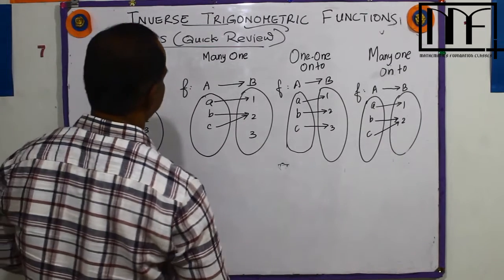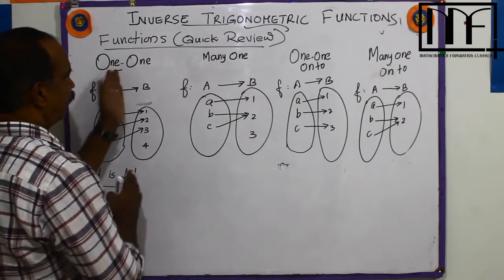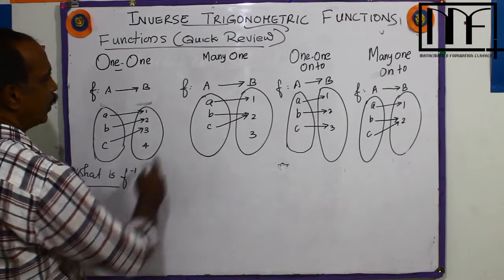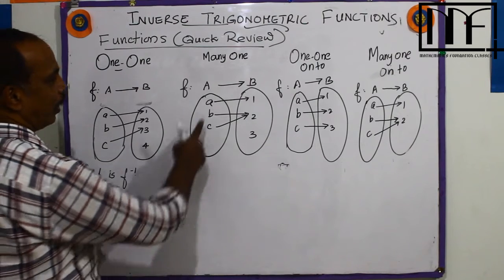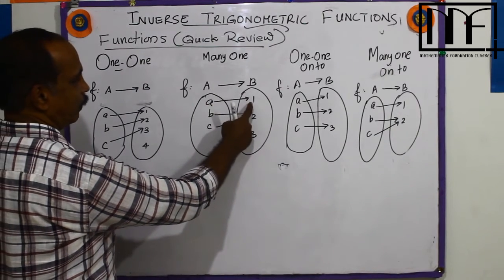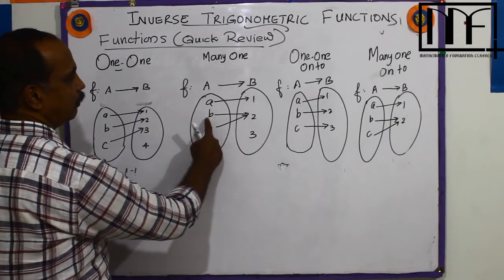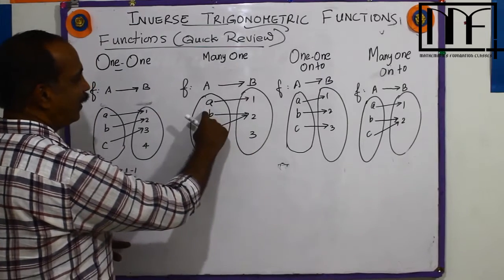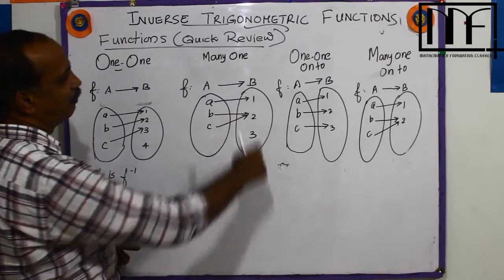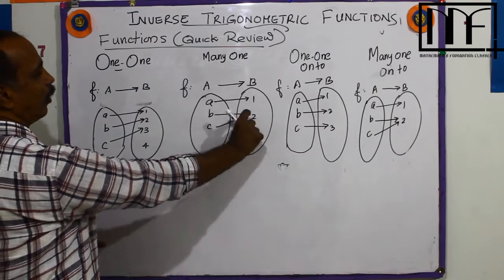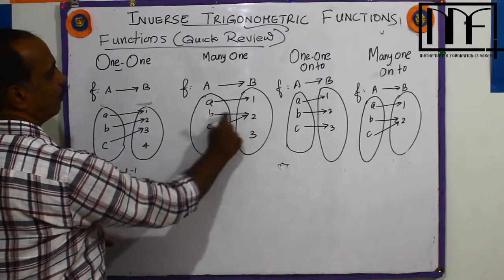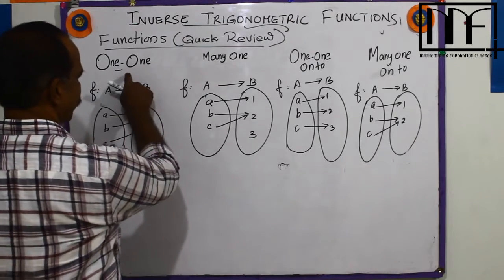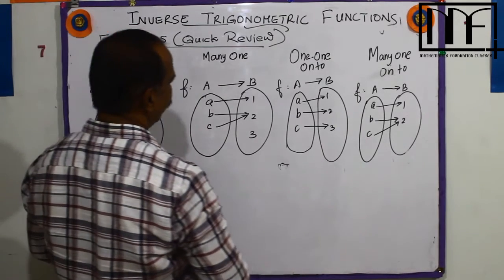And look at the second, which is not one-one. If the function is not one-one, then it will be a many-one function. So look at the second example here. f is a function from A to B, and a has image 1 in the codomain and b has image 2. Now c has image 2, which means b and c share the same image. Therefore it is many-one, because two elements share the same image, so it cannot be a one-one function. If a function is not one-one, definitely it will be a many-one function.